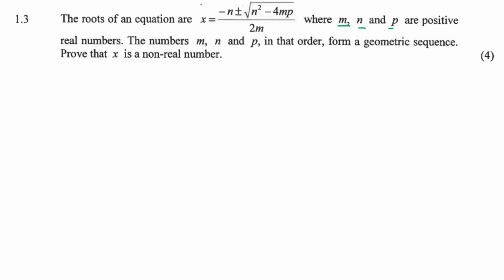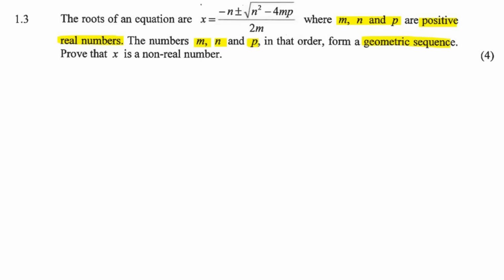M, n, and p are positive numbers. Okay, that's important. So m, n, and p are positive numbers. I don't think the real numbers is that important. The numbers m, n, and p in that order form a geometric sequence.